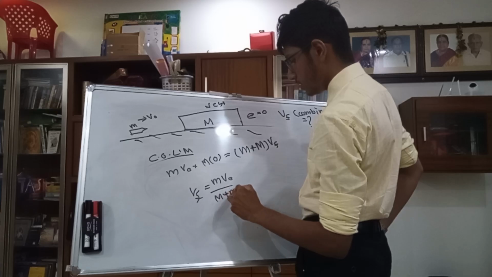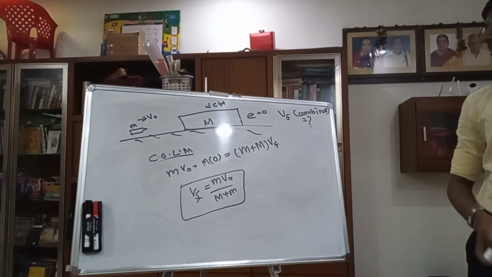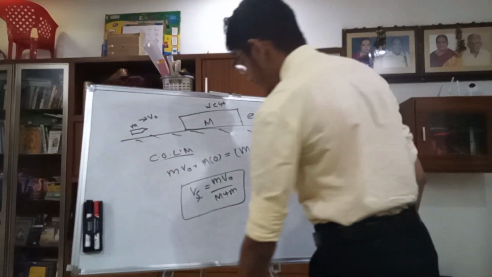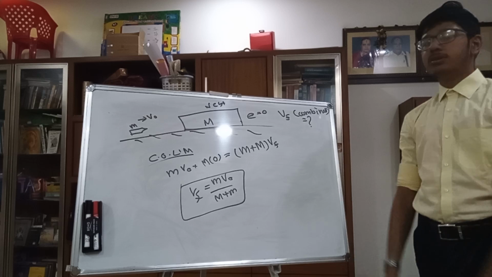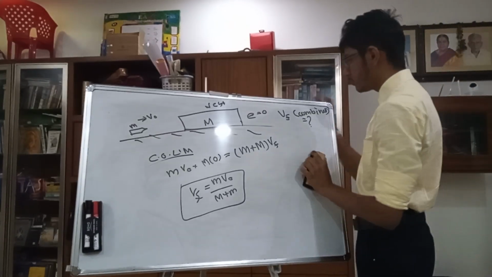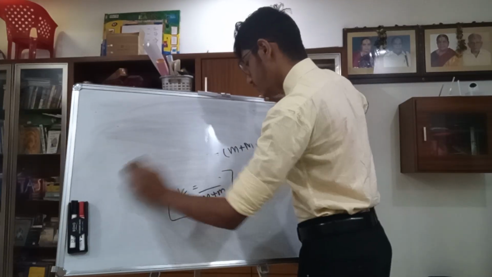Some students are saying, sir, this is easy. I know, that's why we will slowly increase the standard. This is one example of perfectly inelastic collision. Now let's get into another example. Just pause and copy first.